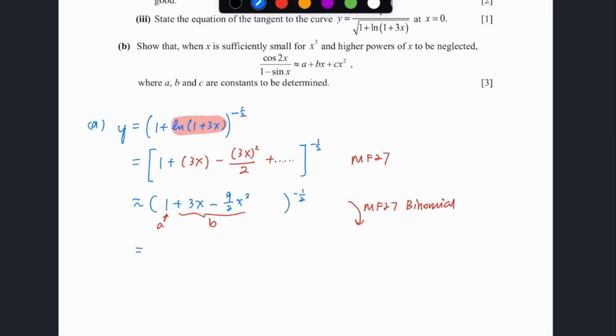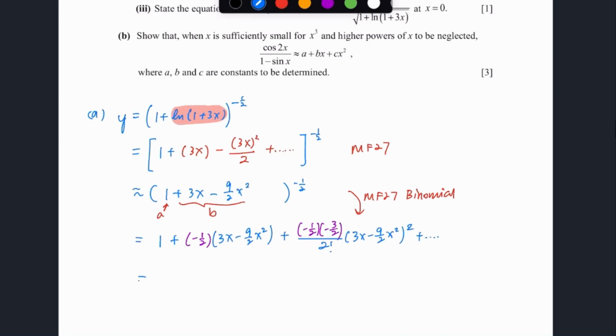If you apply the formula, try to refer to it and say it out, or recite it as you write. So the first one is 1 plus, n is negative half, then the x would be 3x minus 9 over 2 x squared. First one, nx, plus n(n minus 1) divided by 2 factorial using the formula, and then this term over here needs to be squared, and so on and so forth.